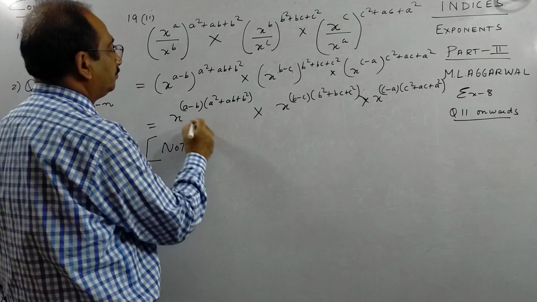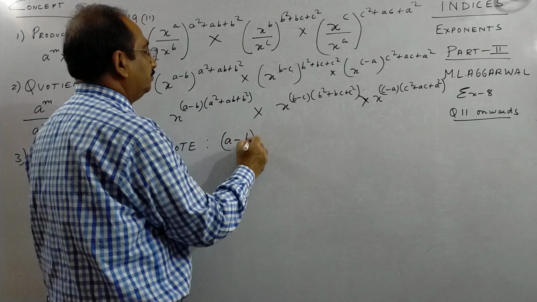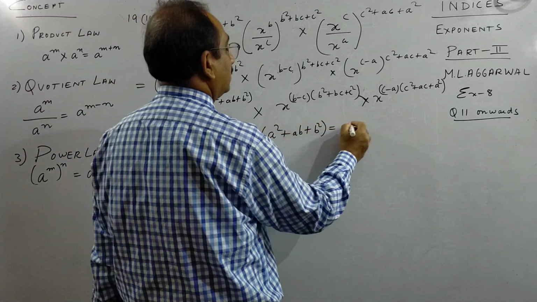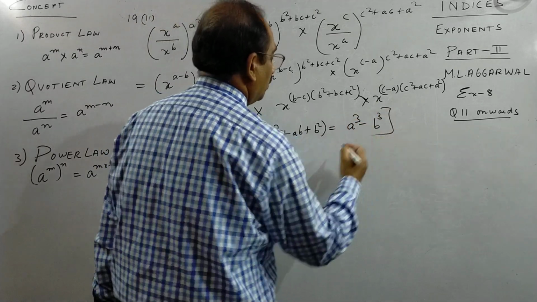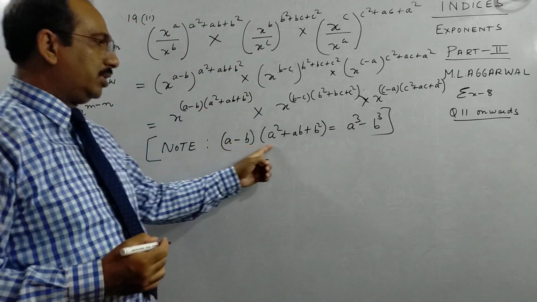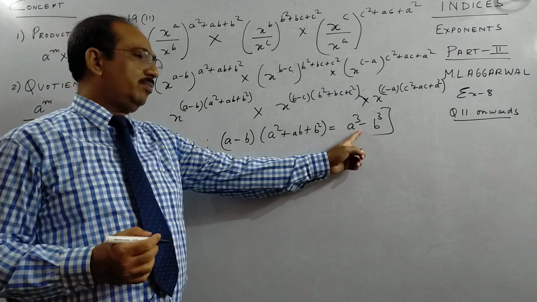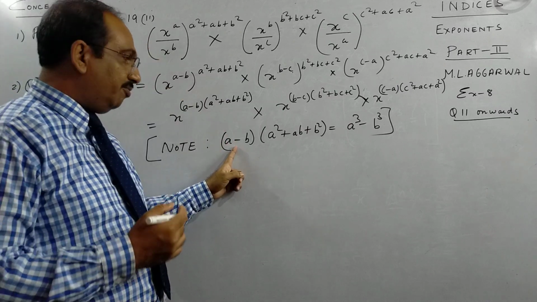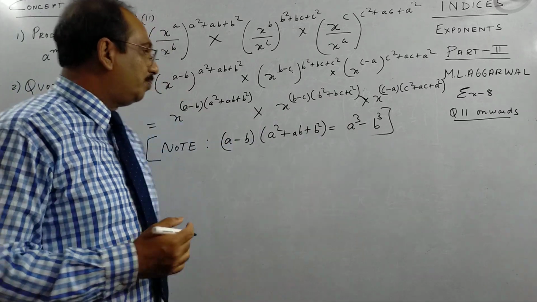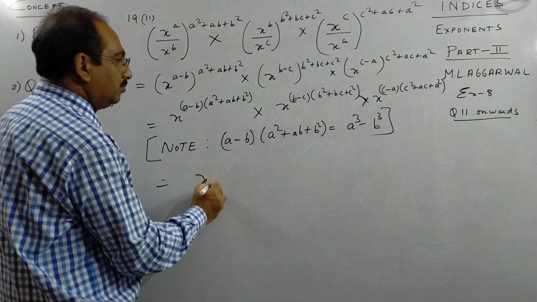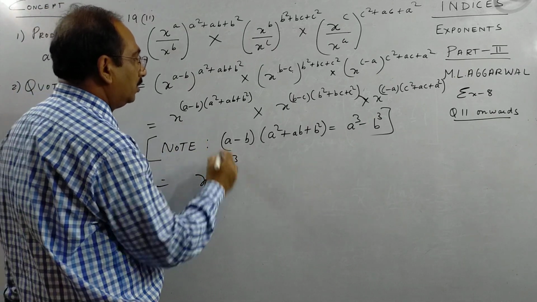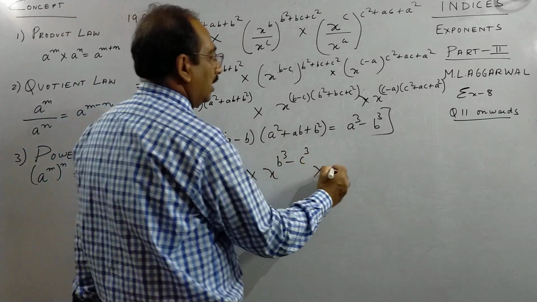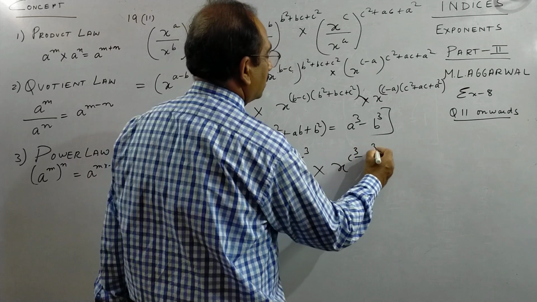So if you remember, you can note that a minus b times a square plus ab plus b square is nothing but a cube minus b cube. You can see my first question is very similar. If minus is here, this will be minus. In the next question, in part 3, this will be plus, you will do it the same way, children, but it will be a cube plus b cube. So this becomes a cube minus b cube, this becomes b cube minus c cube, and this becomes c cube minus a cube.